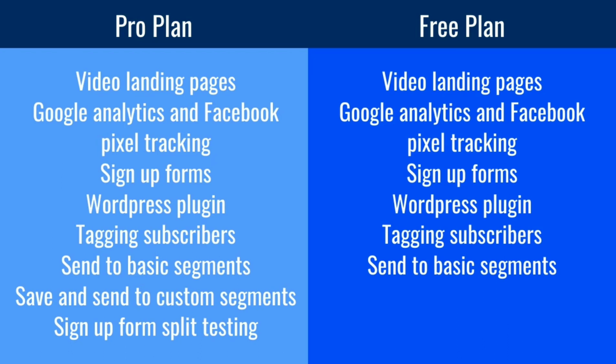Now, with both the Pro plan and the free plan, you get video landing pages, Google Analytics for Facebook pixel tracking, sign-up forms, a WordPress plugin, which means you can use it with your blog, tagging subscribers, and send to basic segments. With the Pro plan, you're actually going to be able to save and send to custom segments and have a sign-up form that you can split test.